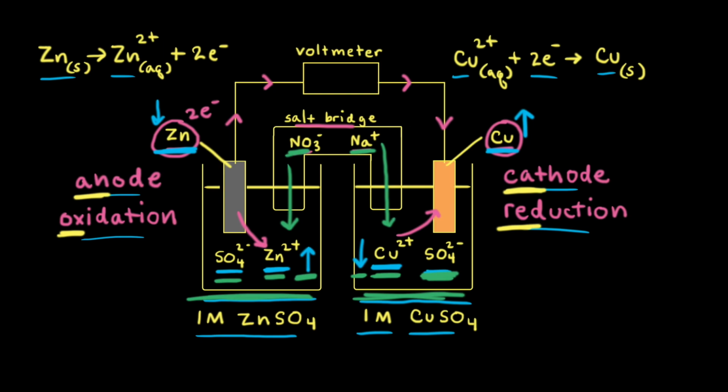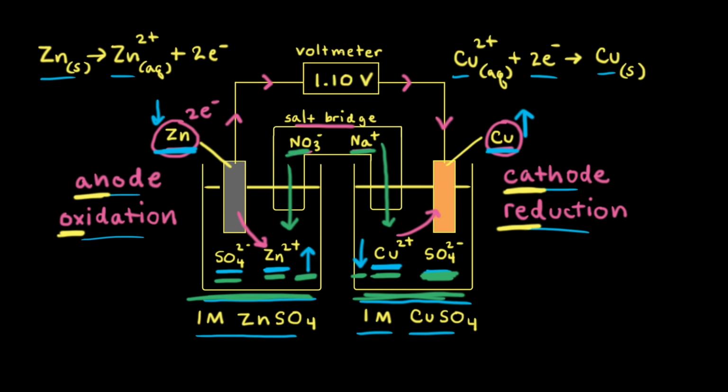A good way to remember which direction the ions go in the salt bridge is to think about anions going toward the anode and cations going toward the cathode. The salt bridge is necessary for the galvanic cell to work. If the salt bridge were removed, the electrons would stop moving in the wire.